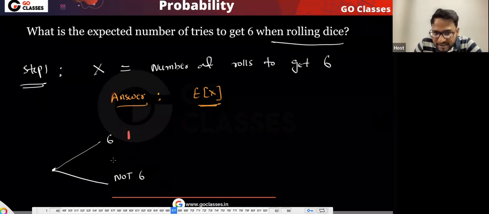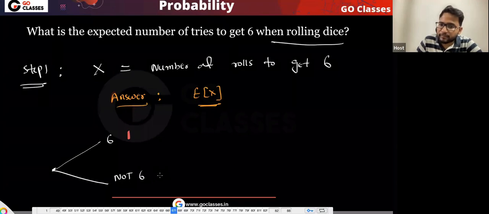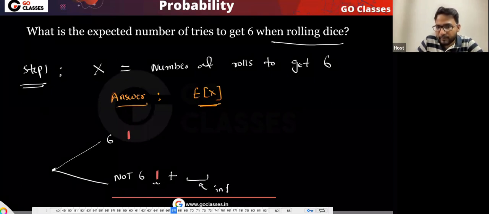Now if 6 doesn't come, then how many rolls have you made till this point? Also one roll. But till this point it is one, plus there will be something in the future, right? You cannot stop here, but in the other case you can stop, because you just got 6. It will get understood clearly, don't worry, with more examples. We will do 5-6 examples of this kind, and it will be more clear.